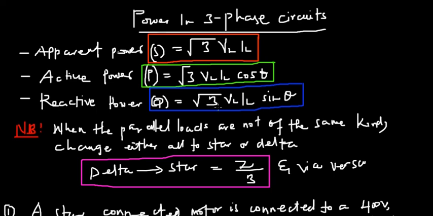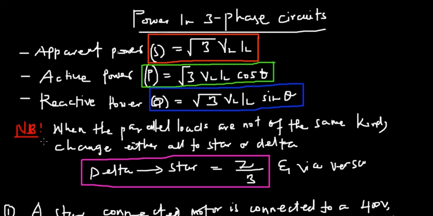Now these are the things you need to know. You need to know these three formulas, and then you need to know this formula too. Let me try to explain them and then we proceed from there. This is the formula for apparent power. You already know what VL and IL are from three-phase circuits. We have active power, and then we have reactive power.